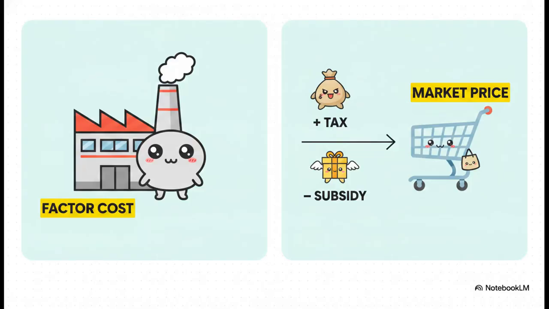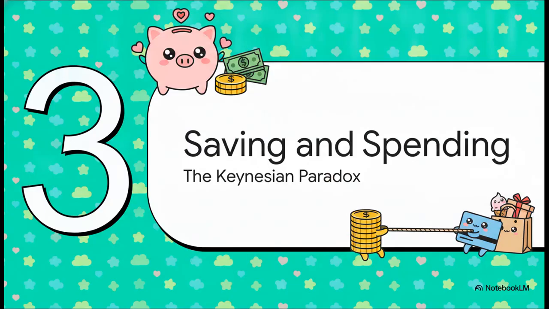And remember, there are two distinct ways to look at the price of all these goods: market price and factor cost. The market price, which is what you actually pay at the store, includes indirect taxes. So for example, if a product costs 90 rupees to make, and the government adds a 10 rupee GST, the market price is 100 rupees. But the factor cost, which is what the producer actually receives to pay their workers and their rent, well, that's just the base 90 rupees. We always have to subtract those indirect taxes and add back any government subsidies to find the true underlying factor cost. Which brings us to Section 3, the saving and spending game.